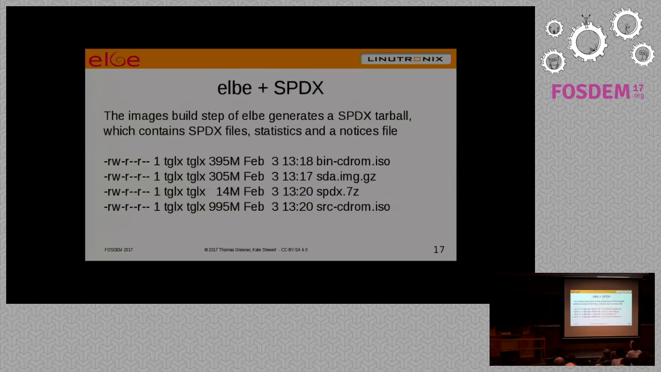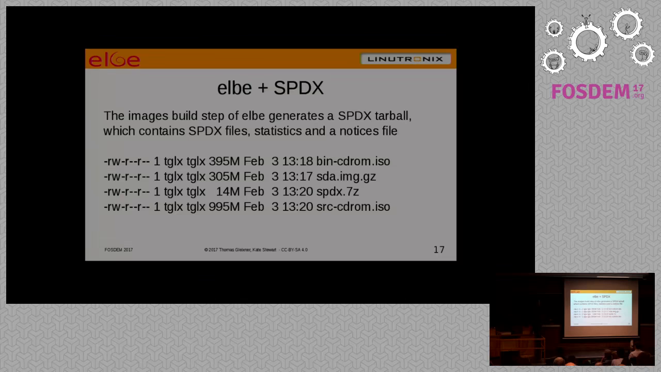So if you create a root file system, you get the binary CD-ROM ISO, the source CD-ROM ISO, your image, and now you get the SPDX as separate information. It's 7-zip because there are people working on Windows and they hate tarballs. 7-zip works both on Linux and Windows, so we're happy to do that.